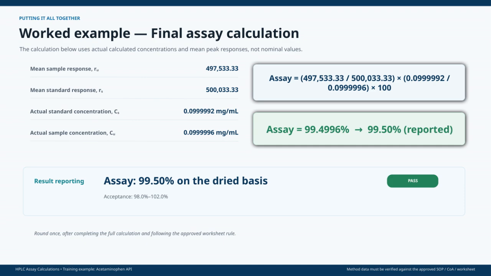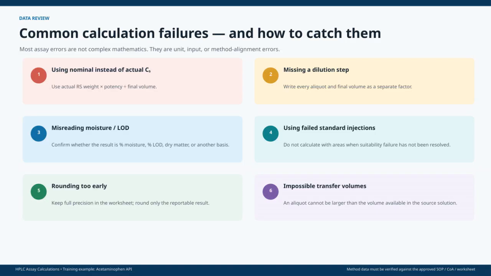procedures. Let's talk about common calculation errors in HPLC assays, especially using acetaminophen as an example. First, it's crucial that all method data is verified against the approved SOP, certificate of analysis, or worksheet before proceeding. Now, most assay errors aren't due to complex math, but usually stem from unit mix-ups, incorrect inputs, or misalignment with the method. One frequent mistake is using the nominal concentration instead of the actual concentration of the standard.